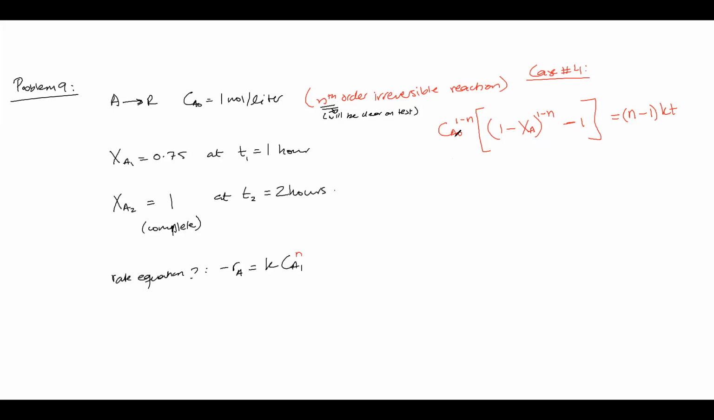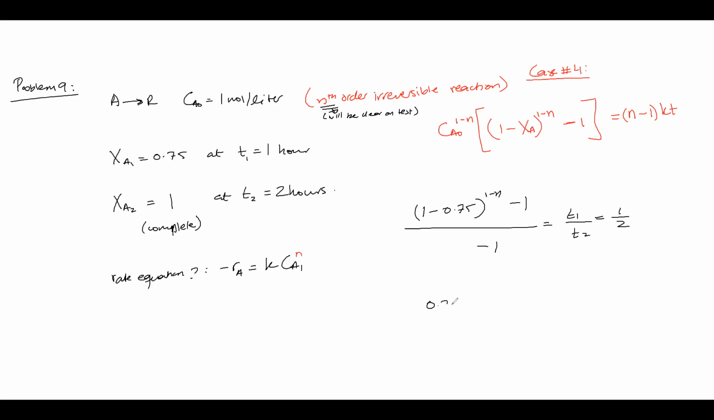And again, C_A0 is 1, so this really makes it easier because this cancels out. So I'm going to get (1 minus 0.75) to the 1 minus n, minus 1, divided by 1 minus 1 is 0, right? So I'm going to have 0 minus 1 is equal to basically t1 over t2. So actually in this case, you don't need to iterate because this is 1, right? So it gets rid of this term right here. So again, a simpler variant of this problem, okay? So t1 is 1 hour, t2 is 2 hours, and this becomes my equation I'm trying to solve.